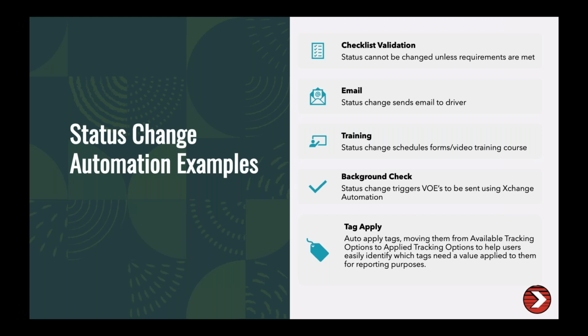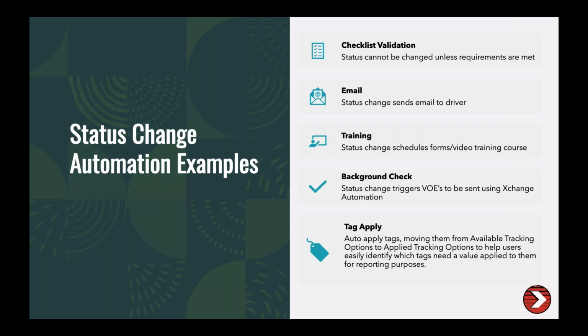So maybe an example of that might be if you have a driver that's out of your hiring area and you're going to move on to the next person, but you want to send them a quick email to let them know that they're not going to be able to come to work for you because they're out of your hiring area. That status change could trigger an email that goes out with a brief message explaining what's going on, and then the driver's aware that they're out of your hiring area.